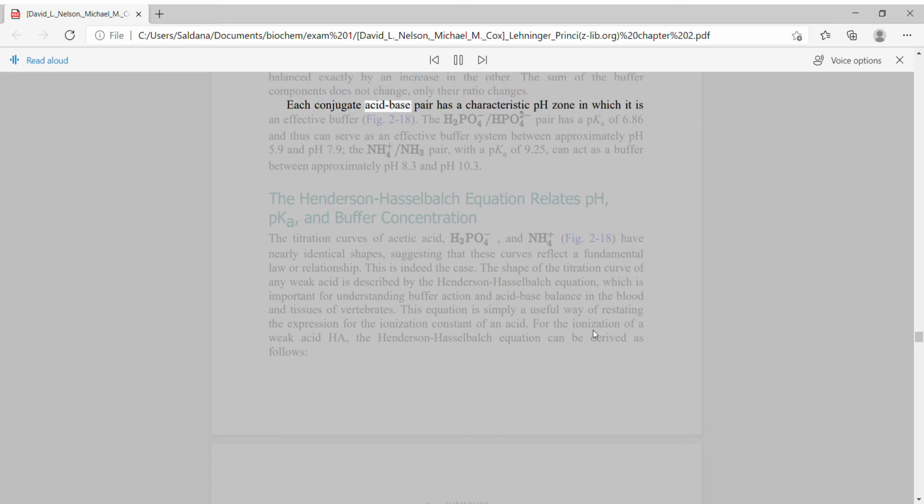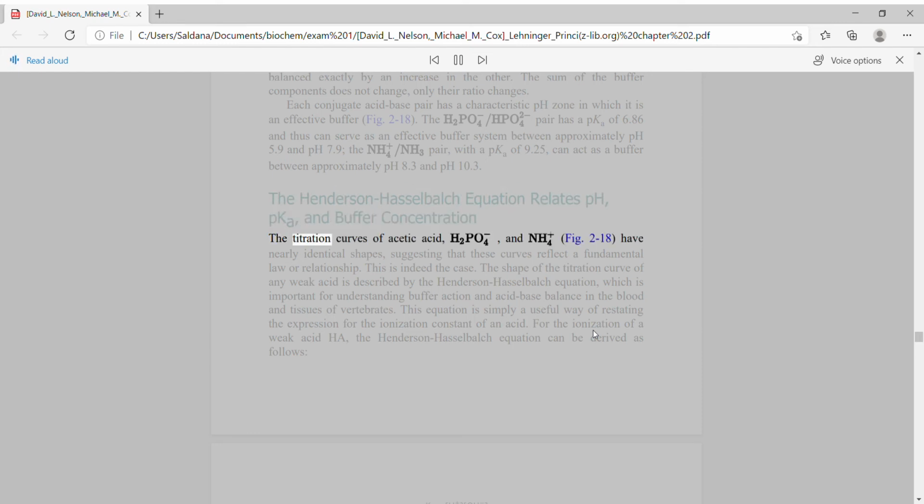Each conjugate acid-base pair has a characteristic pH zone in which it is an effective buffer, Fig. 2-18. The pair has a pKa of 6.86 and thus can serve as an effective buffer system between approximately pH 5.9 and pH 7.9. The pair, with a pKa of 9.25, can act as a buffer between approximately pH 8.3 and pH 10.3. The Henderson-Hasselbalch equation relates pH, pKa, and buffer concentration.